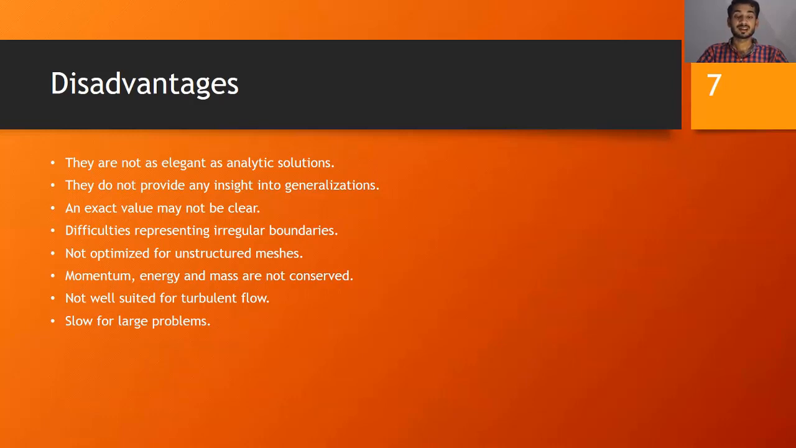Difficulties representing irregular boundaries, not optimized for unstructured meshes. Momentum, energy, and mass are not conserved, not well suited for turbulent flow, slow for large problems.